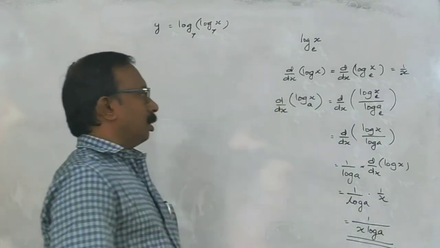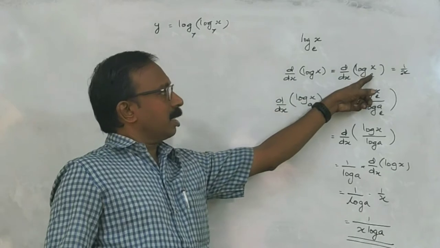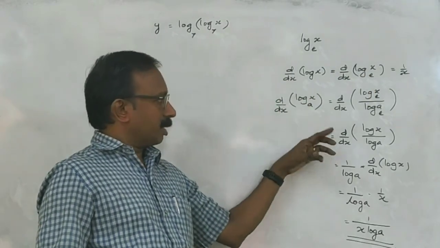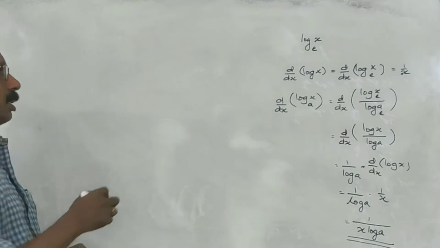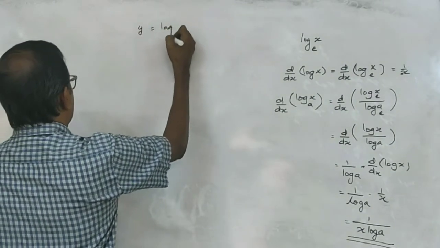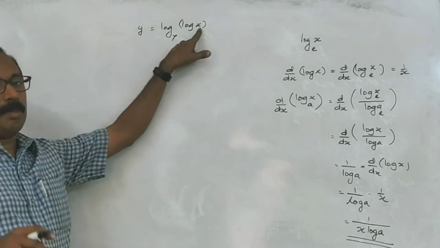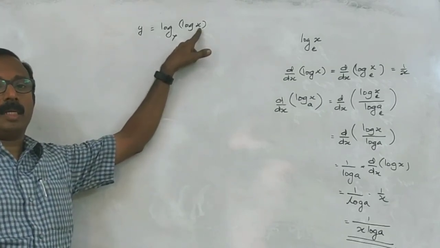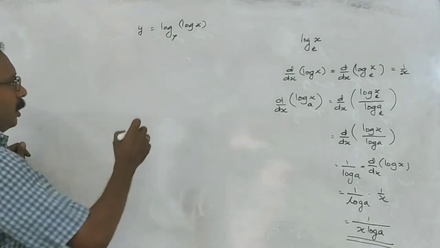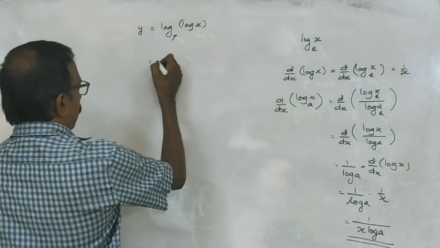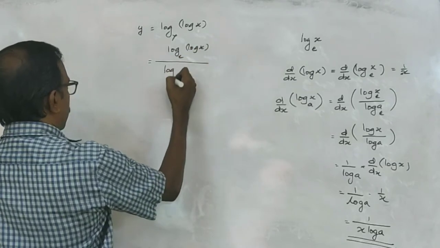This is the answer. See the difference between d by dx of log x to the base e and d by dx of log x to the base a. Both are different. Using this result, we are going to find the derivative of the function y is equal to log x to the base 7. Here the base of the logarithm is 7, but there the base of the logarithm is e. If the base is not given in calculus, we take the base as e, isn't it? So here we can write using this rule, log x to the base e by log 7 to the base e.